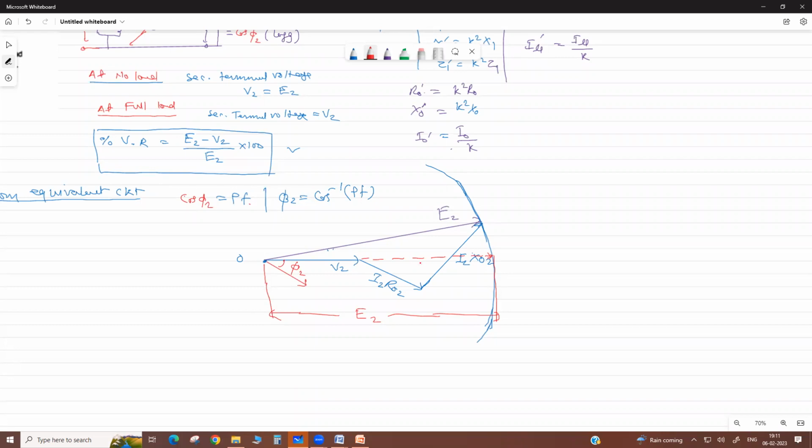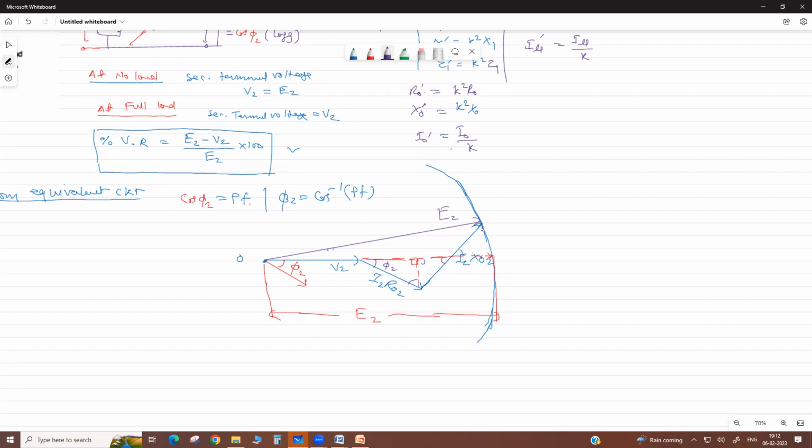Let us calculate this distance. Now, please put a perpendicular here. This is 90 degrees. If we extend this and put 90 degrees, this vector is parallel to the current, so this will be the same angle phi 2. Now this is 90, so this is 90 minus phi 2. This also comes 90 minus phi 2.